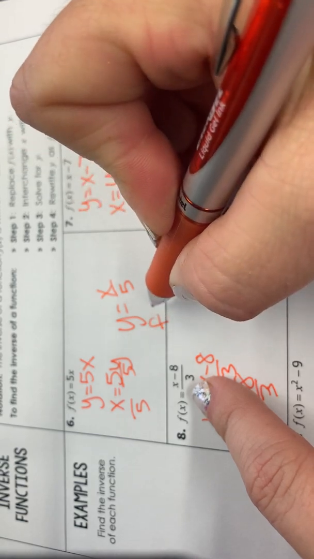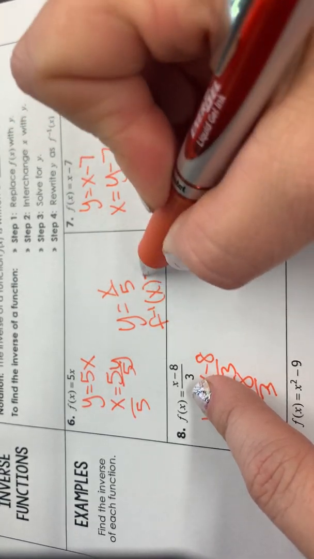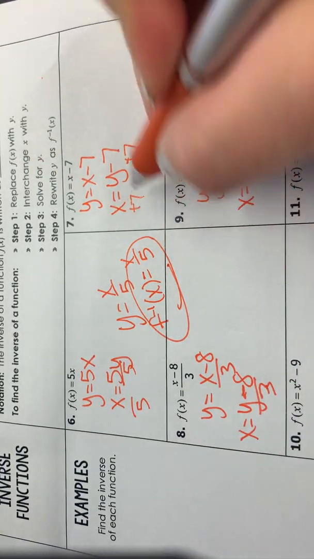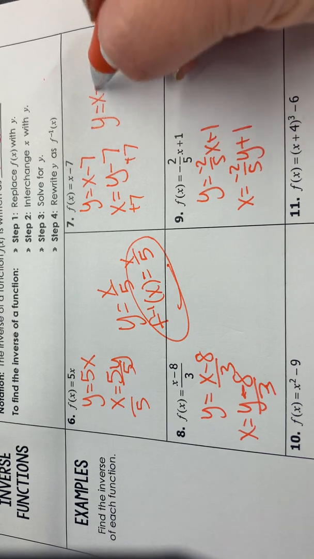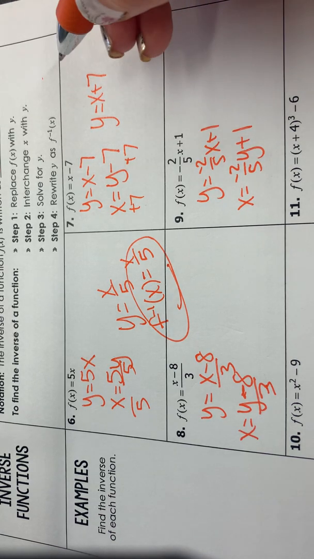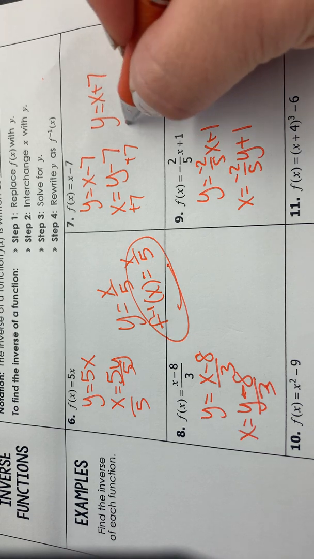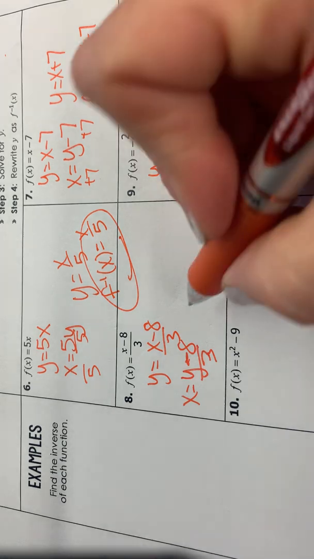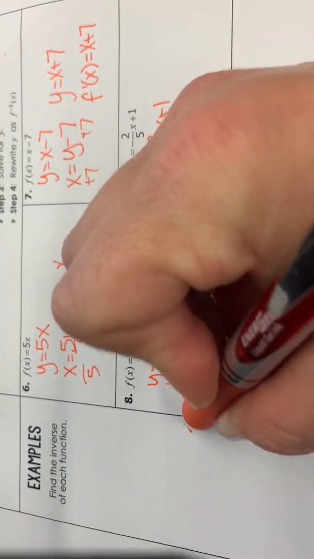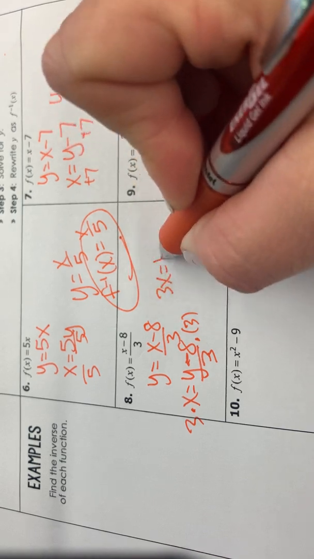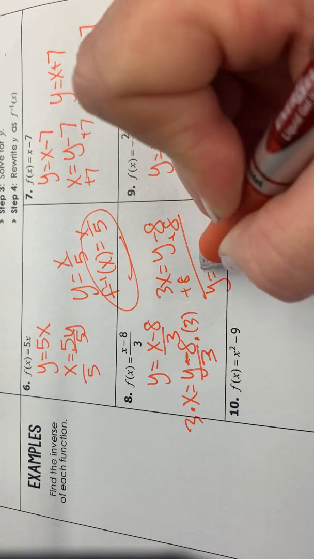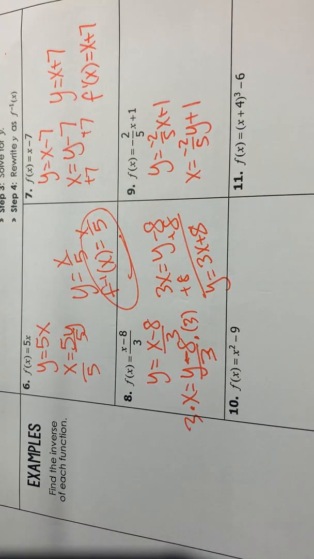I mean, that's pretty simple just to go back and switch that around. But I would add 7. So y equals x plus 7. And switch that around. And maybe that, if you remember it, it might help when you take algebra 3 or whatever. Now here, I would multiply both sides by 3. So that would give me 3x equals y minus 8. And then add the 8. So y would equal 3x plus 8. And of course, switch the y out.